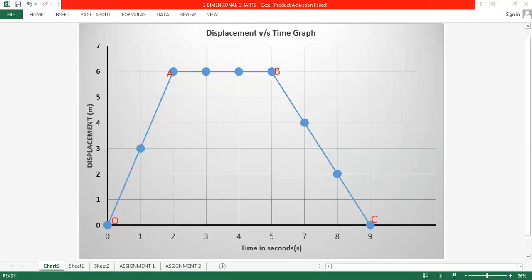This is our graph. Now from this graph, we will solve some queries.